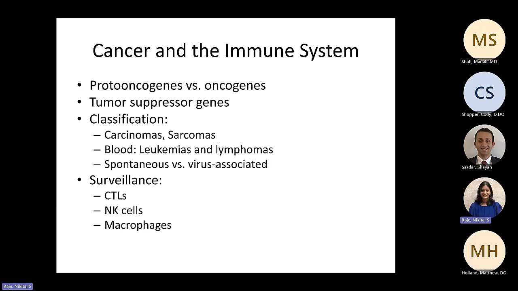Typically, the immune system that helps in surveillance of these cancer cells includes CTLs, cytotoxic T cells, or the natural killer cells and macrophages that are trying to look for any damaged cells that they can clear out.